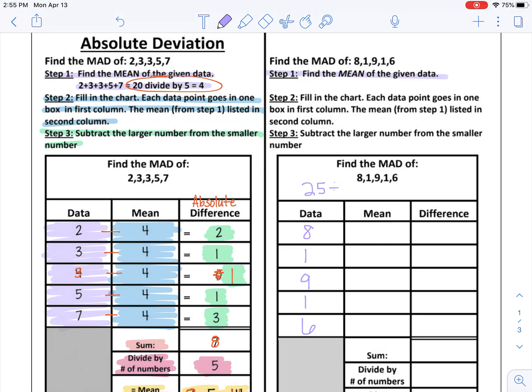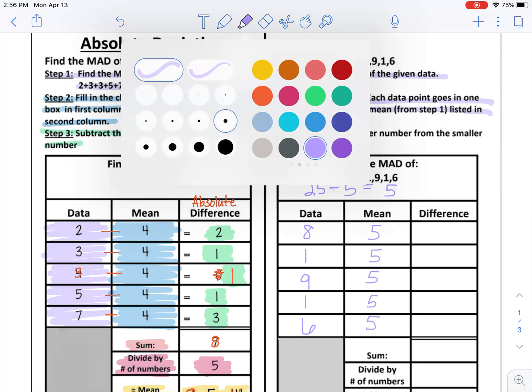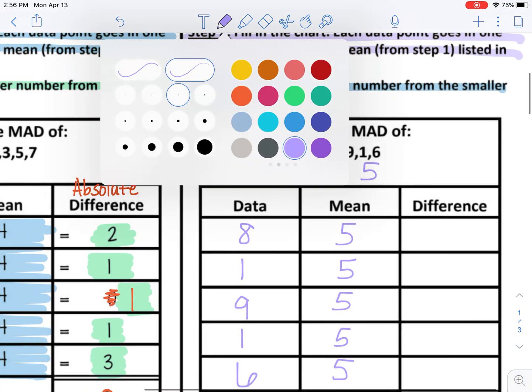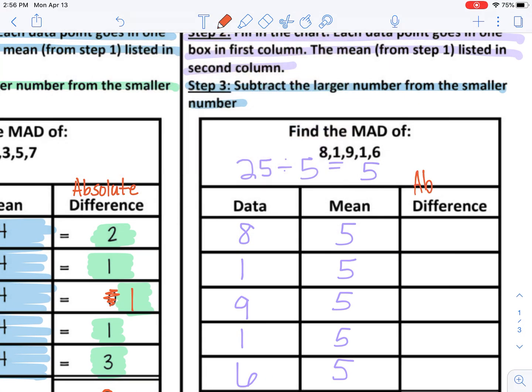I'm going to divide that by the number in the set, which is 5, and 25 divided by 5 is 5. And I am doing this right now in step 2 as I'm putting all these numbers in. 5 all the way down this column because it is the mean of all those numbers, 8, 1, 9, 1, and 6. Now I'm moving on to step number 3. We're going to do the subtraction with the absolute difference.